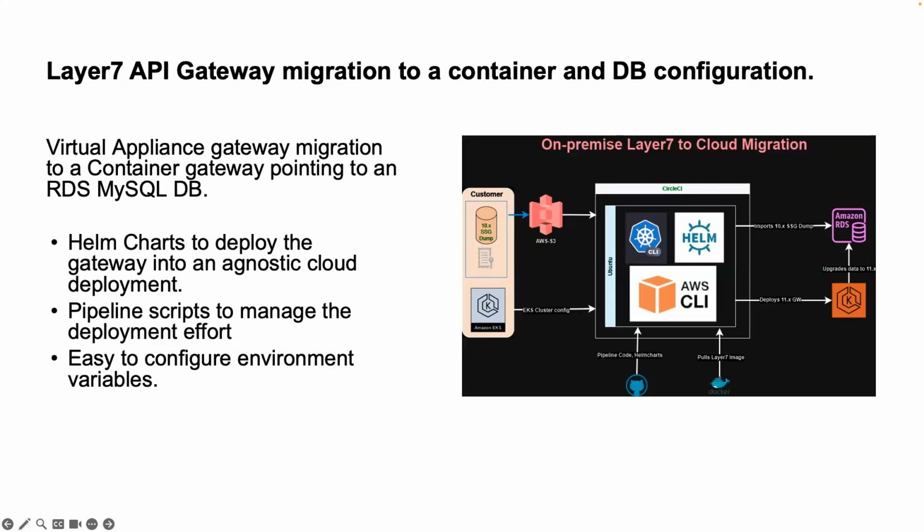All these things will be fed into the pipeline, and the pipeline will start from there and instantiate layer 7. It deploys layer 7 on the Kubernetes instance, and also imports the data into the AWS RDS database, and finally it does the upgrade and makes it available. Next slide, please.